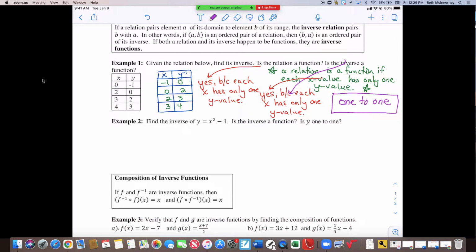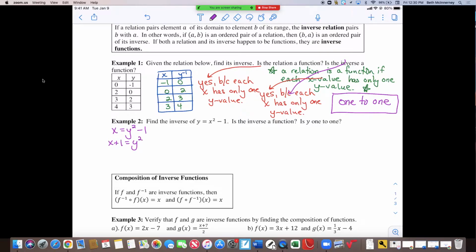Example 2 says find the inverse of y equals x squared minus 1. So let's do that. So what do we do first? Davey? Good job. We're going to flip the x and the y. So we would write down x equals y squared minus 1. Now you're going to solve for this new y. So what's my first step? Yeah, Becca? Add 1.